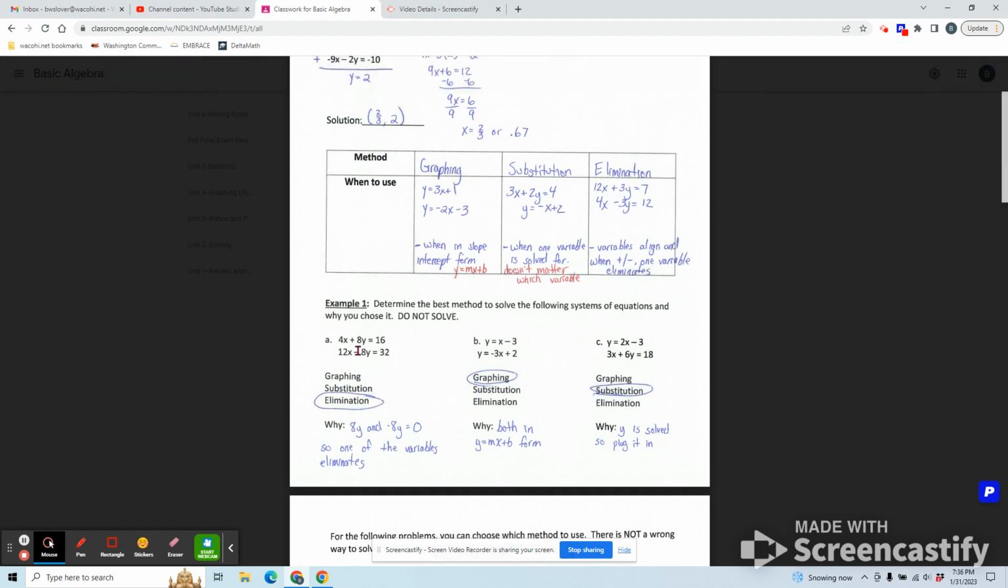Once again, you can solve this equation using graphing. You can solve this equation using substitution. You can solve this equation using elimination. You get the same answer any way that you solve. It's just that elimination is the best method because it's easier for you to solve. There is less work for you.